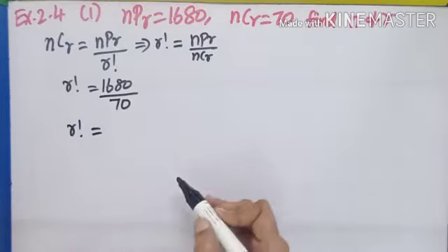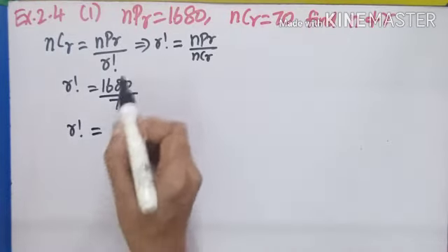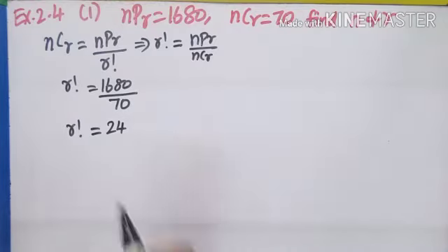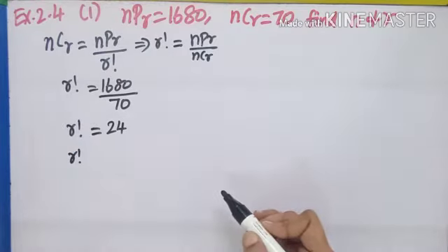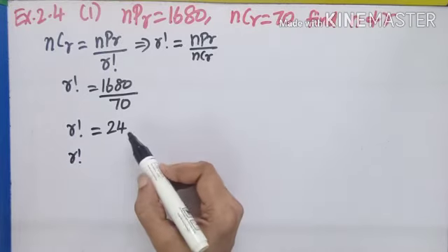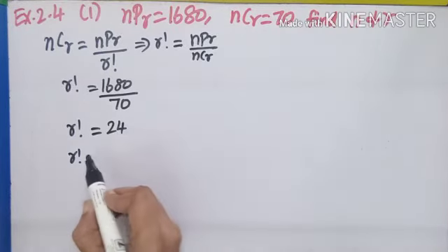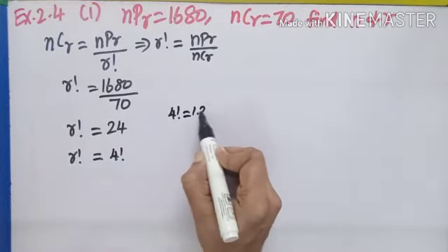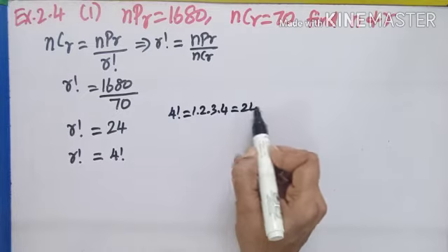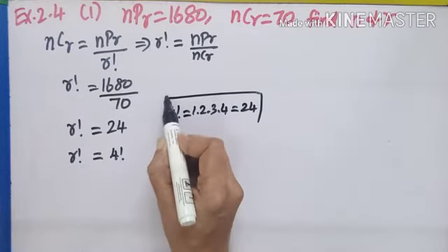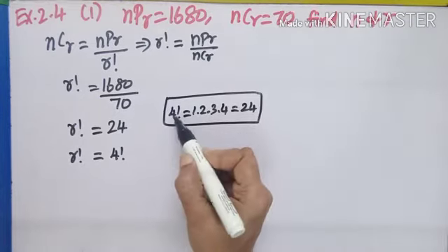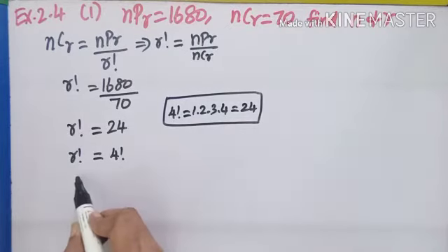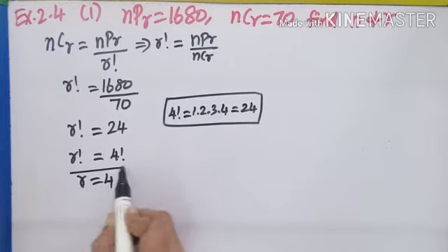r factorial is equal to, as we cancel, 24. 24 is actually what factorial? We know 1 factorial is 1, 2 factorial is 2, 3 factorial is 6, 4 factorial is 24. Remember, 4 factorial is 1 into 2 into 3 into 4, that is 24. So if they give you 24, you must immediately relate it to 4 factorial. Factorial cancel, r is equal to 4.